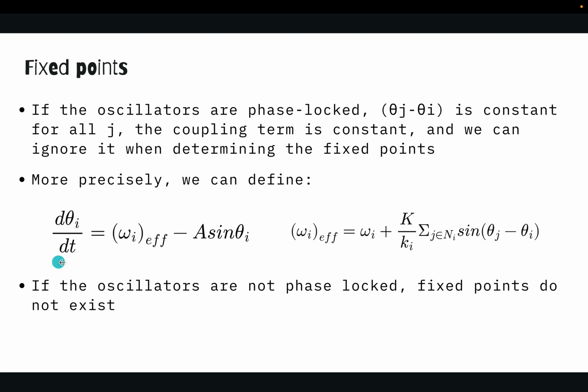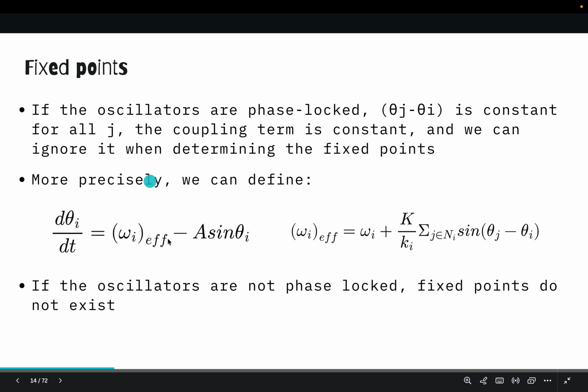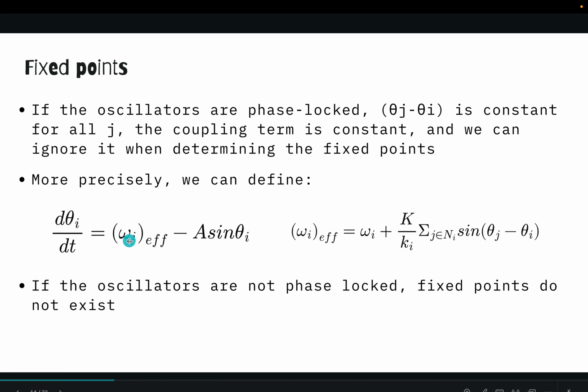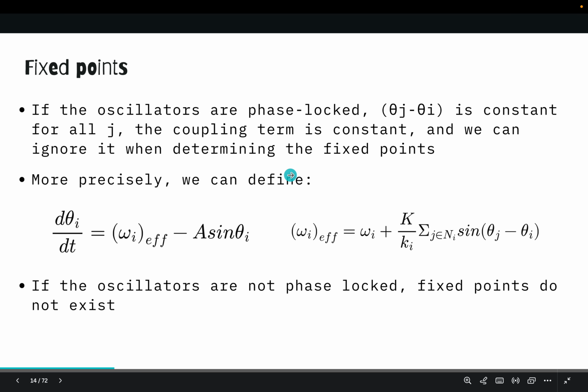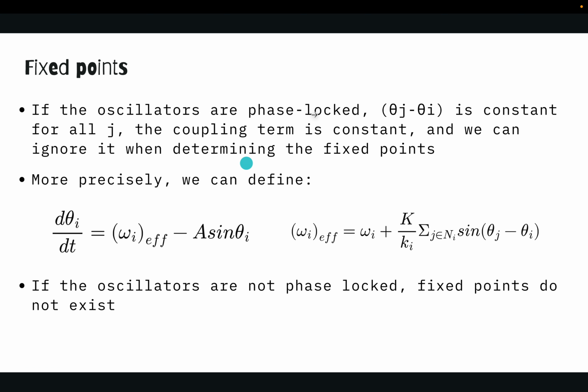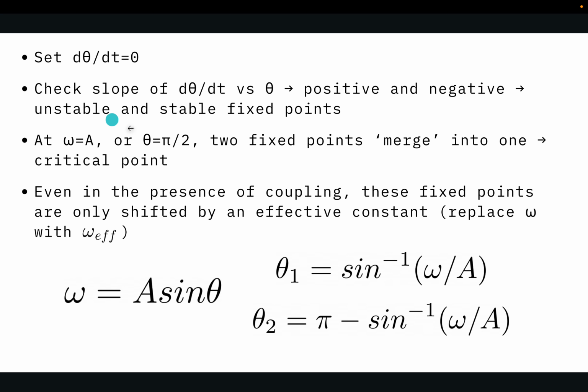You are putting this to 0, that means you are saying, okay, I want to understand how the system behaves after a long time. But if the system continues to oscillate, if its internal frequency is enough to overpower this damping, then it will continue to oscillate. So even after a very long time, it will not settle down to a fixed point. So then you cannot put d theta dt equal to 0. In that case, you cannot do this analysis. So this is for omega less than a.